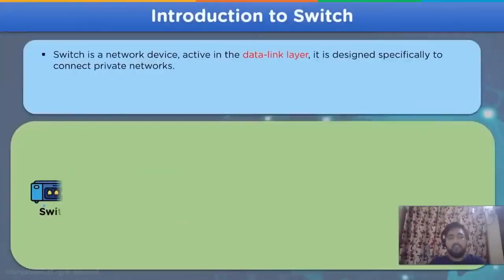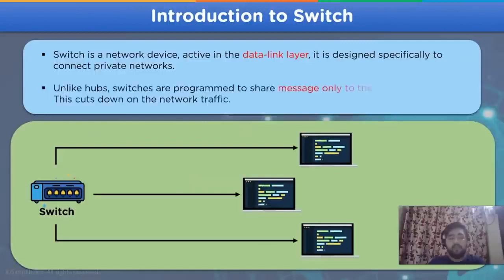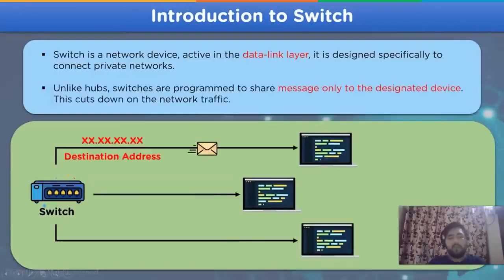The network switch is a networking device that is active in the data link layer of the OSI model and is designed specifically to connect private networks in a LAN channel. Switches are programmed to share messages only with a designated device that is mentioned in the header format of the message, which cuts down the network traffic in the channel.